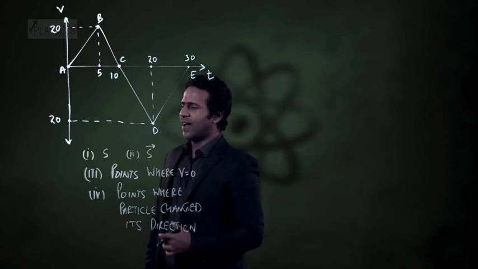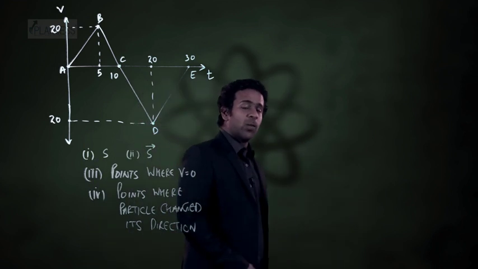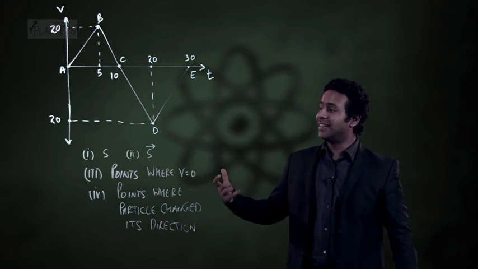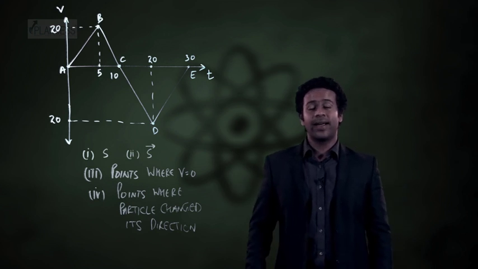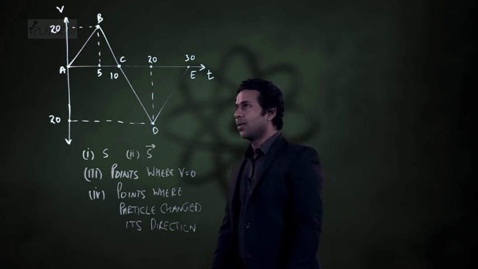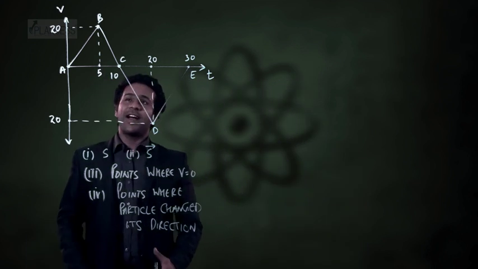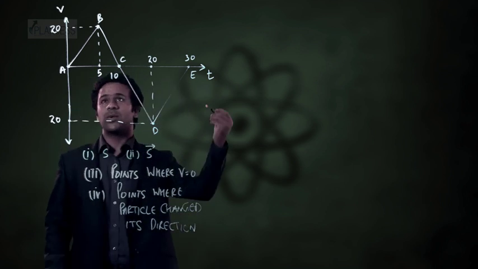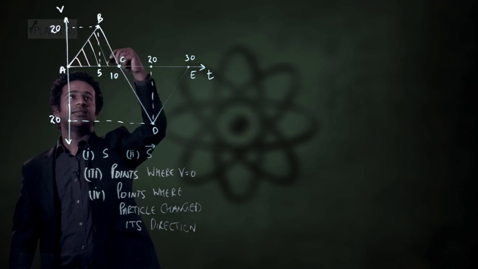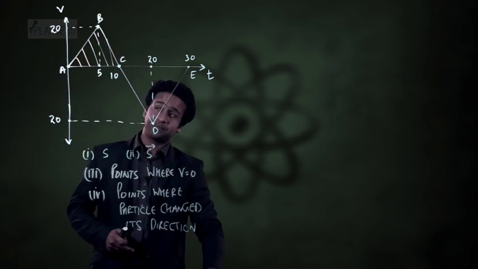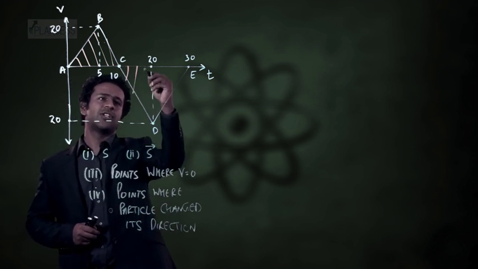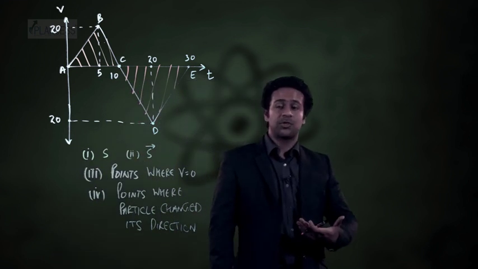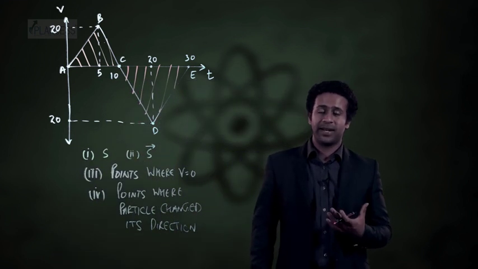So let's start with finding the distance. Now, we are given a velocity time graph. So we know that if we want to find distance or displacement, we need to find the area under the curve. Right. So now, the curve that we have has two sections. One which is above the axis, one which is below the axis. So this is the area which is above the axis, and then we have area which is below the axis. So whenever there is some area which is below the axis, that means the displacement is negative.